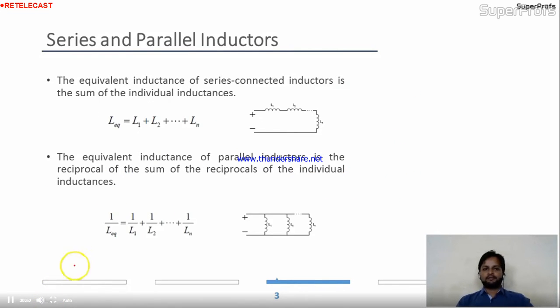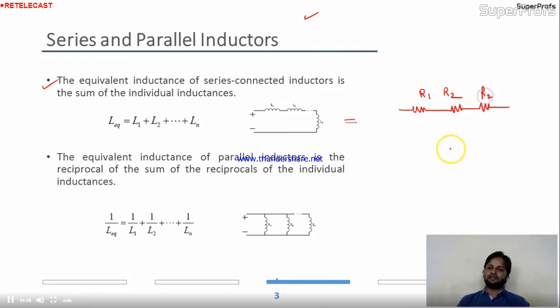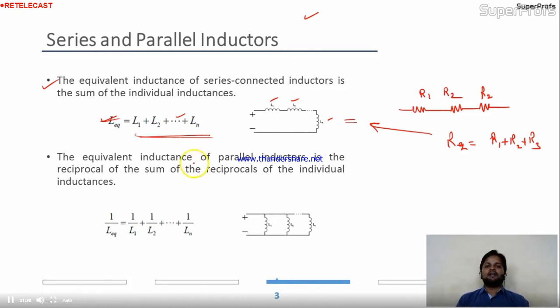Now come to the series and parallel combination of inductors. So this is the series connection of the inductors. See, this is similar to the series combination of resistances R1, R2, R3. The resultant or R equivalent I can say is nothing but R1 plus R2 plus R3. Similarly, in the case of inductors, suppose you have series connected inductors in the circuit, the resultant inductance is given by the summation of all those inductors.